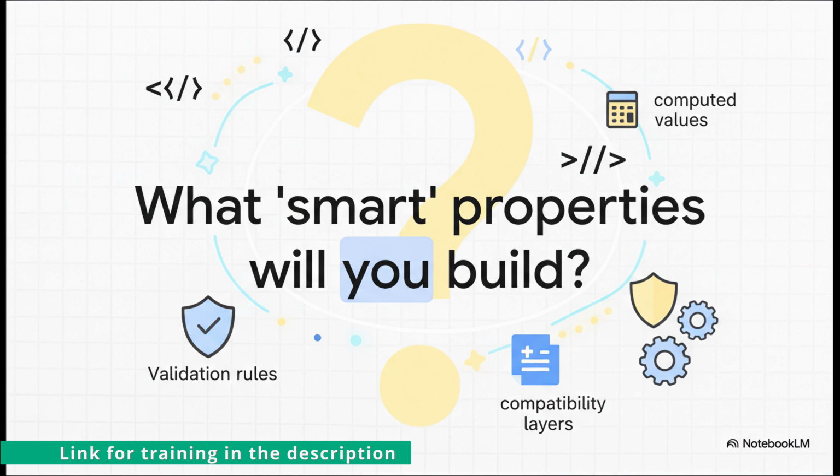So the question I'll leave you with is this. Now that you have this power, what kind of smart properties are you going to build? How are you going to use getters and setters to make your objects more intelligent? The possibilities, as they say, are endless.